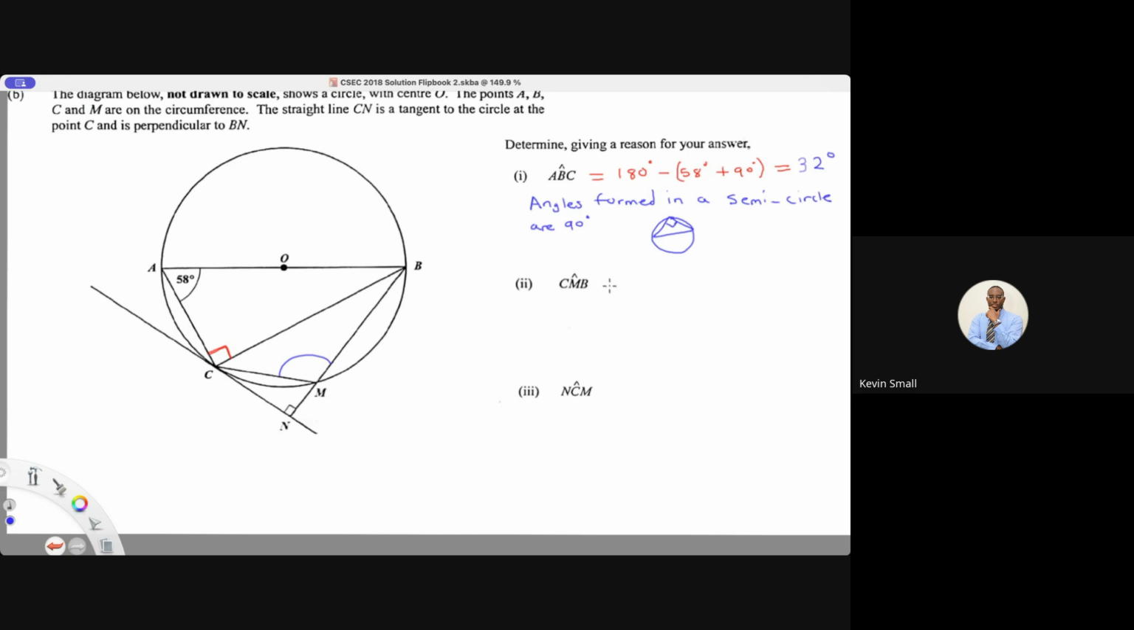So I will just say 180 minus the 58 degrees. And as Omara said, the answer should be 122 degrees. And Keandra's reasoning: opposite angles of a cyclic quadrilateral.